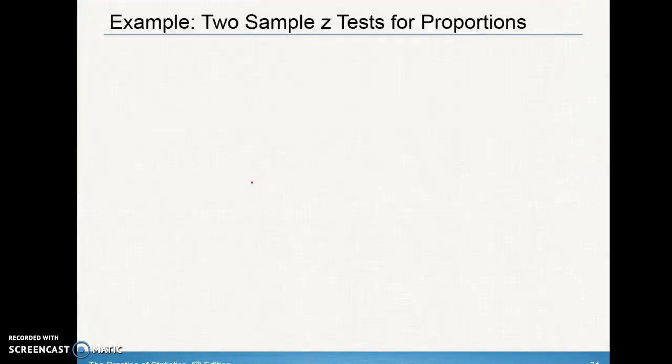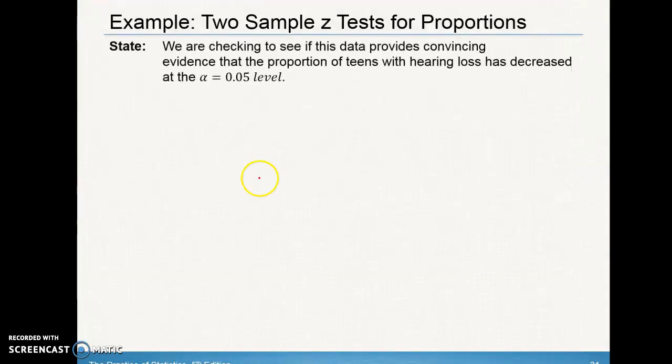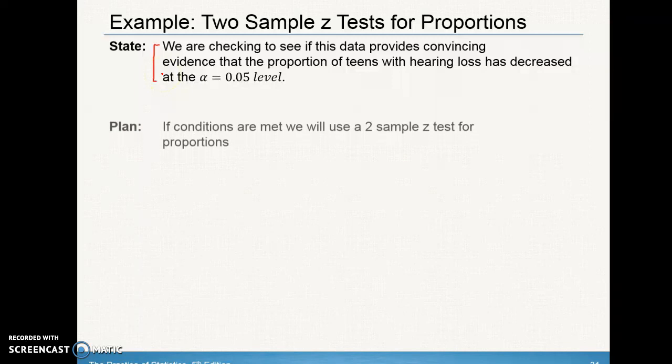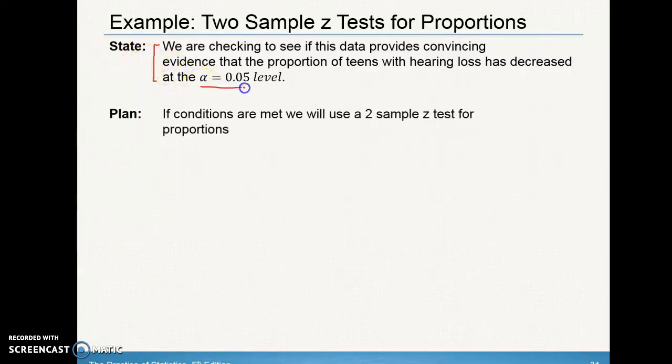All right, let's go over the answer. Let's see how you did. Okay, remember the state is always in terms of the population. We're checking to see if the data provides convincing evidence that the proportion of teens with hearing loss has increased at the 0.05 level. The level wasn't given, so that's what you assume. Okay, we're using a 2 sample z-test for proportions.